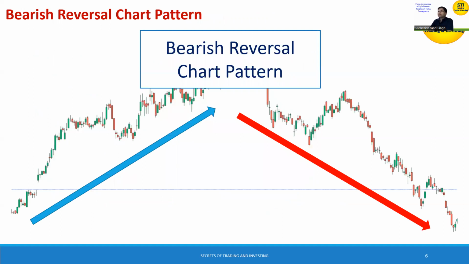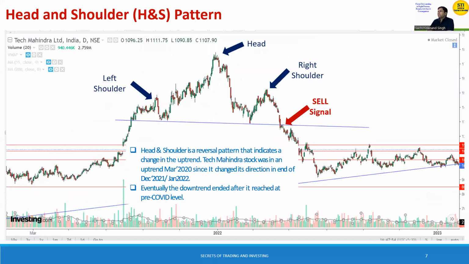So the first one we are going to learn is the bearish reversal chart pattern. On the screen, it will be something similar to what is depicted at this point of time. For any particular stock, we may observe a situation where the price is going up, and after a certain point of time, it will reverse. So how to identify that? That is the bearish chart pattern, the first type of chart pattern that we are going to learn.